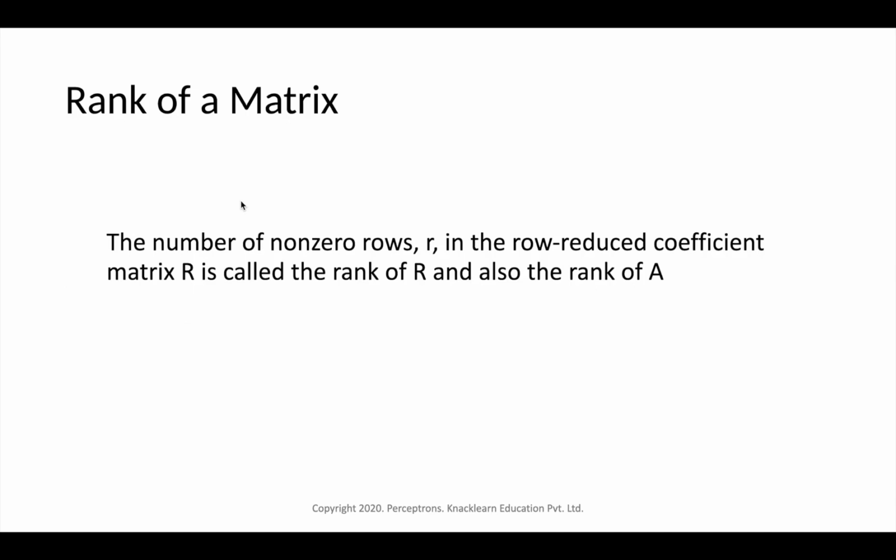So next is the rank of a matrix. How do we know the rank of a matrix? The number of non-zero rows in the row reduced coefficient matrix R is called the rank of R and also the rank of A. So after we do the elementary row operations, the number of non-zero rows that are there is called the rank of that matrix.